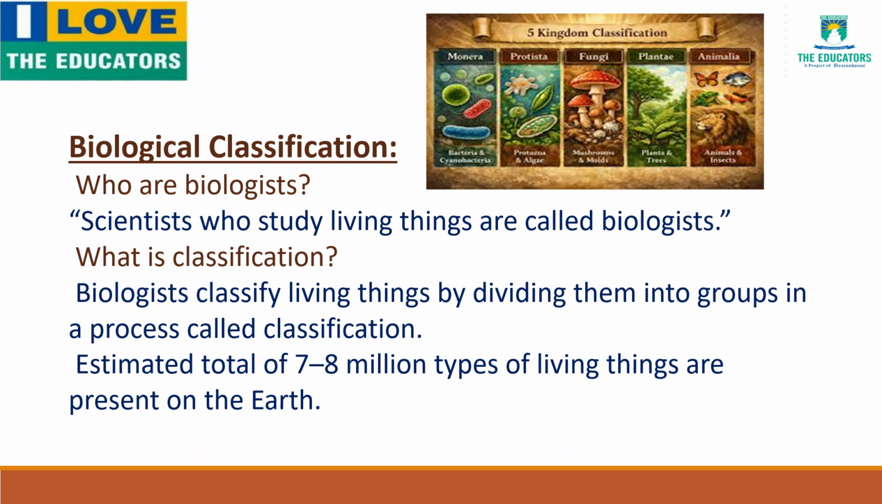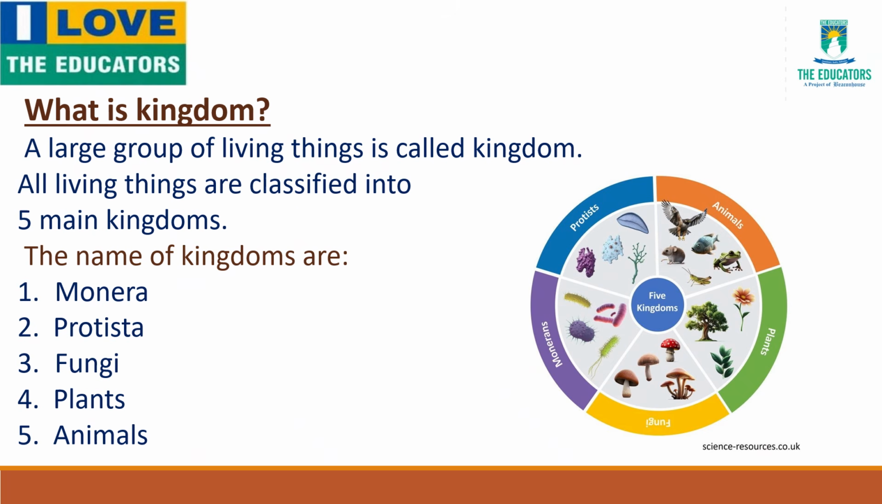Next question is, what is classification? In the previous slide I have explained this term. What is classification? Classification means grouping of living things. Or you can say biologists classify living things by dividing them into groups in a process called classification. An estimated total of 7 to 8 million types of living things are present on the earth. This is also an important point and you have to learn this.